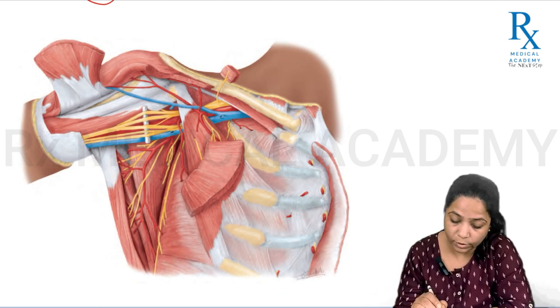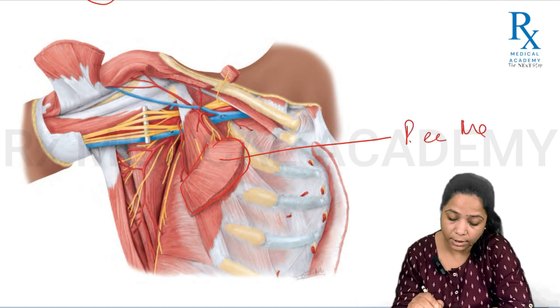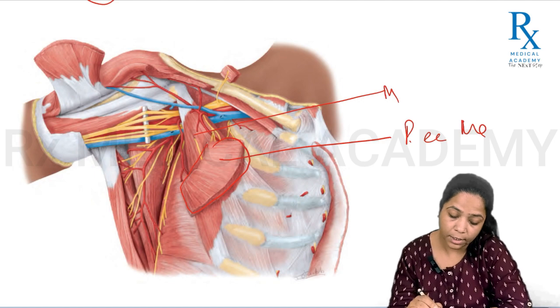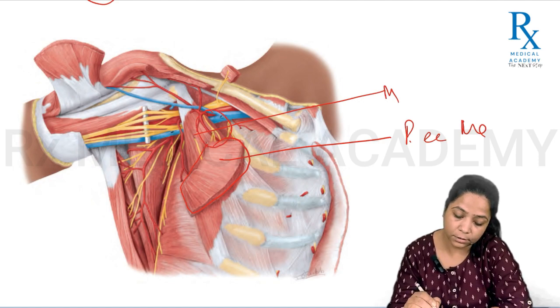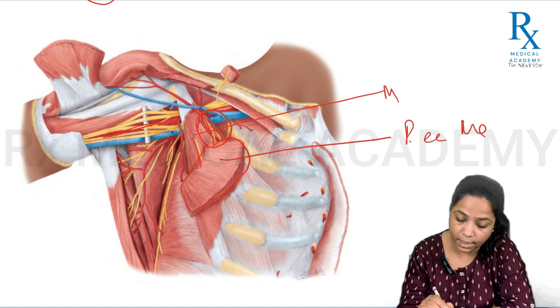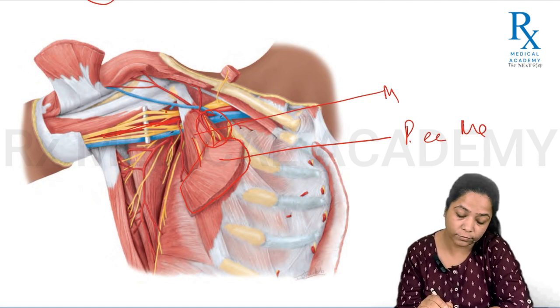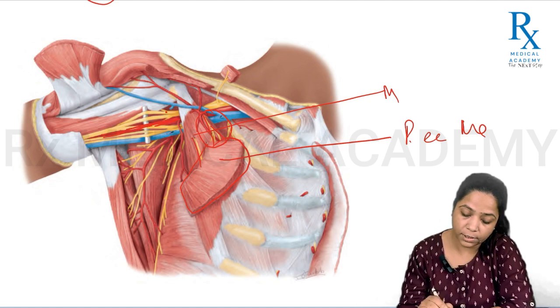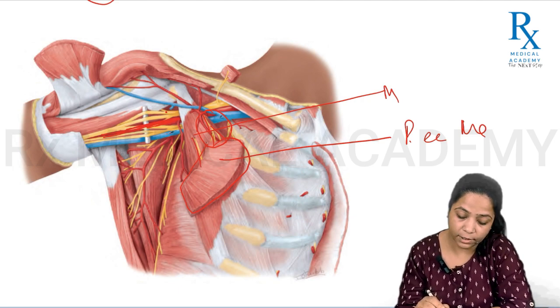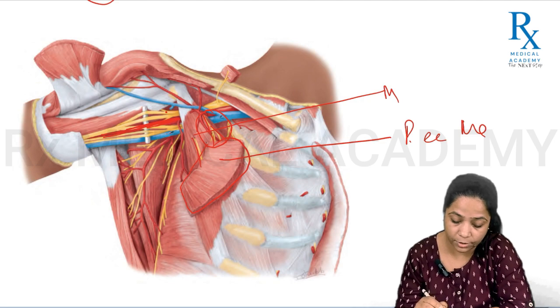So in this diagram you are seeing the cut section of the muscle, that is pectoralis major, and this is pectoralis minor. Here you can see nerves, this is the lateral pectoral and the medial pectoral nerve. And this is basically the axillary artery, the red color, around which you are seeing the yellow branches of the cords. So we have the lateral cord, the medial cord and posterior cord according to the second part of the axillary artery.